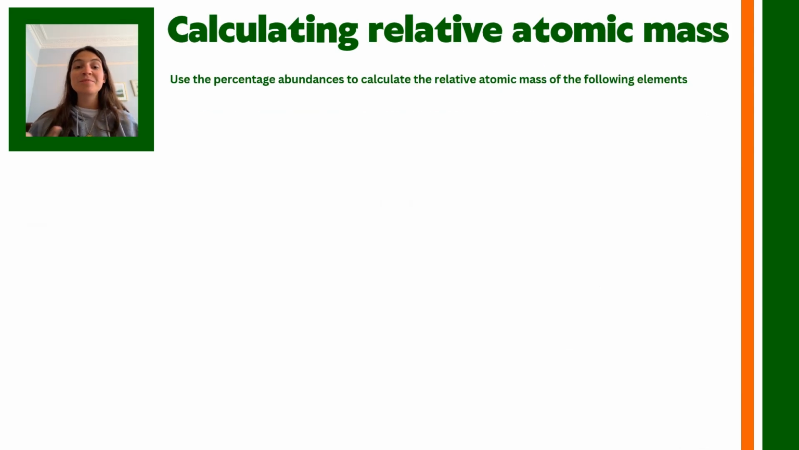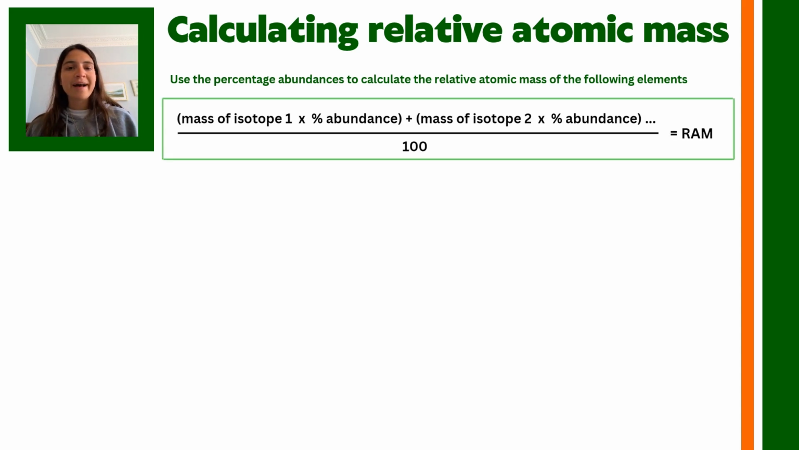Okay, time to do some calculations of relative atomic masses. Use percentage abundances to calculate the relative atomic mass of the following elements. Remember that percentage abundance means the amount that there is of each one of these different isotopes. And we have this formula here, which looks a bit complicated, but actually it's quite straightforward, as long as I put my brackets in before I complete my computations on my calculator.